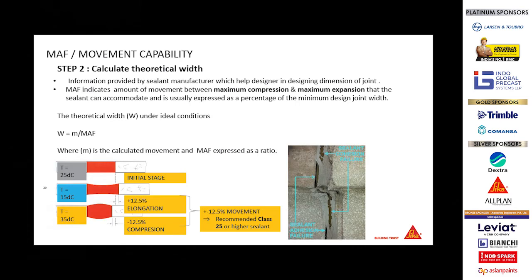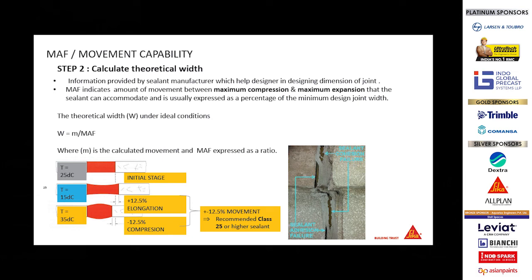Then the most important thing any consultant, client or contractor needs to know in selecting the right sealant is MAF. This MAF, the movement accommodation factor or movement capability of the sealant, is declared by the manufacturer. So that gives an idea of the maximum compression or maximum expansion that the sealant can accommodate without failure.